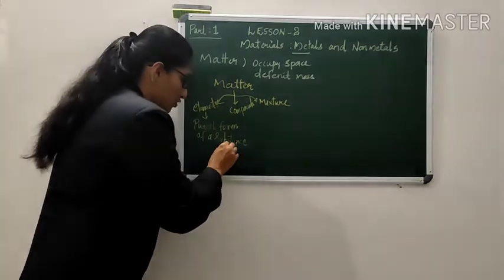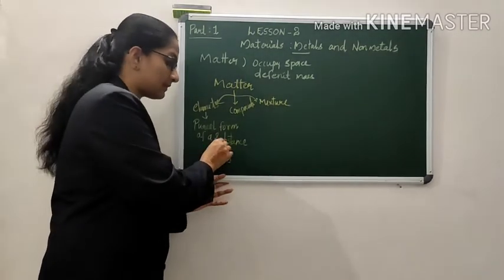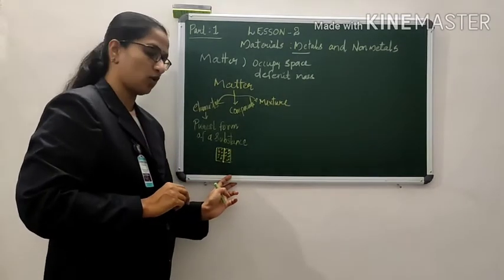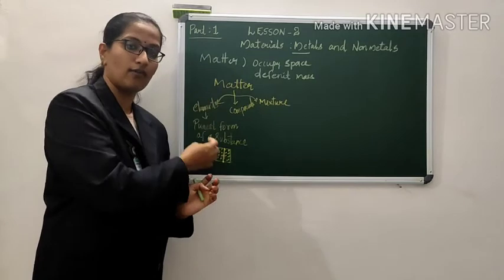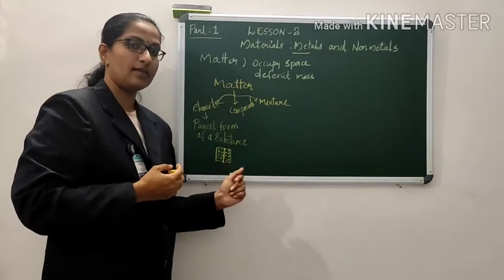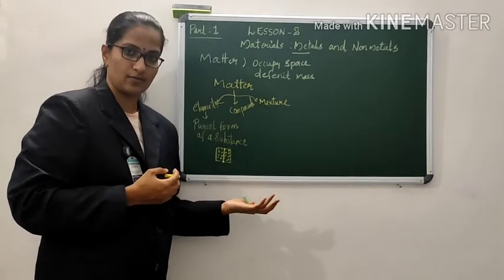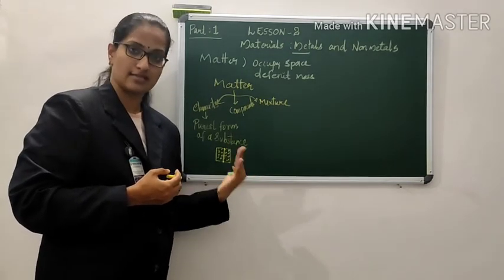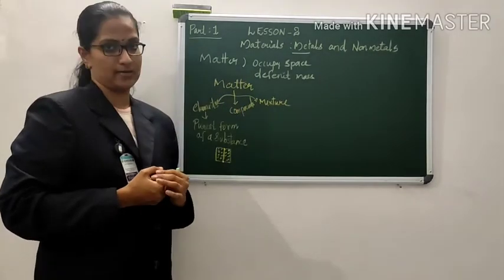If I try to break this element into two pieces, or if you take one piece, what can you observe? The same kind of atoms. There are no other impurities. The atoms are the same. So such kinds of elements are one of the parts of matter.